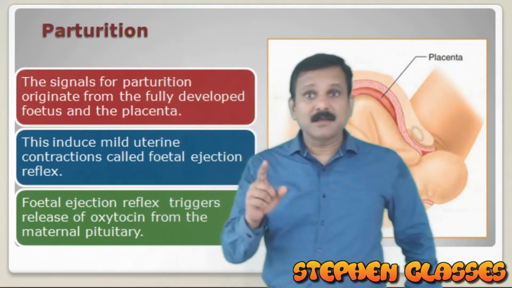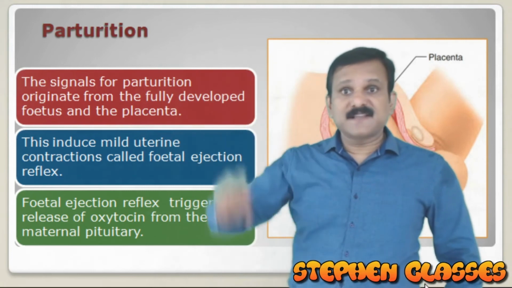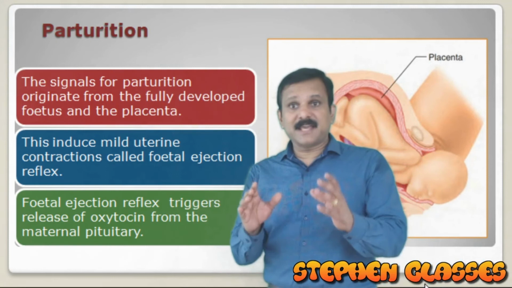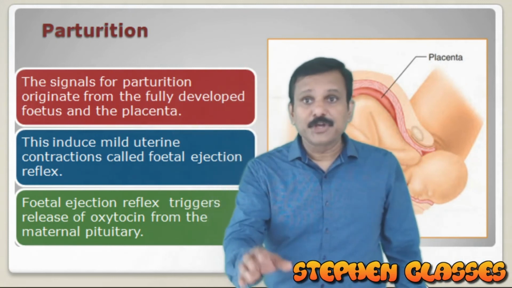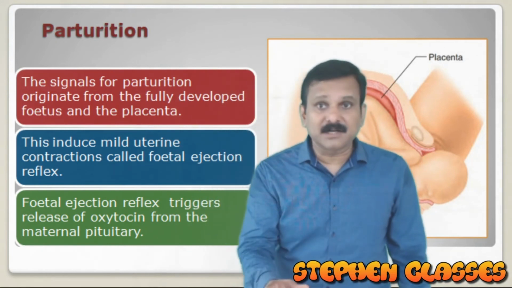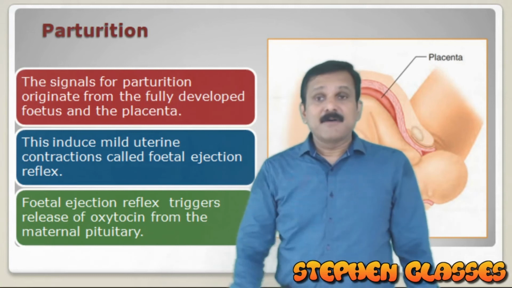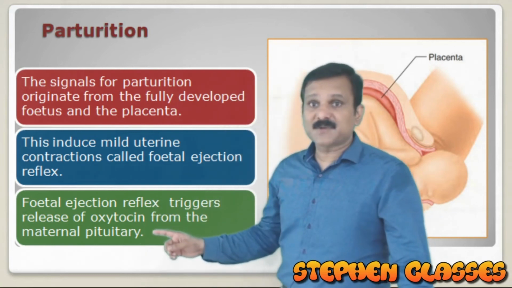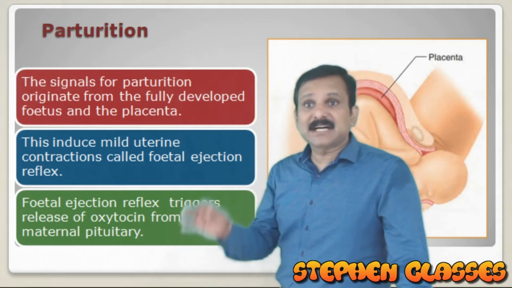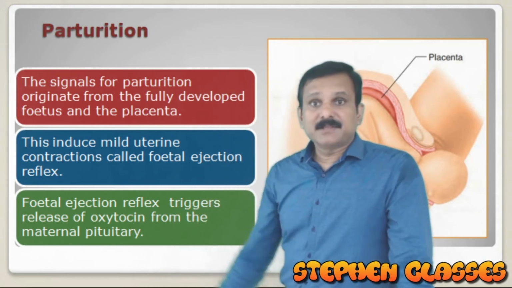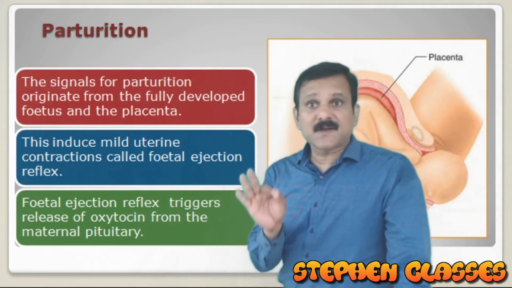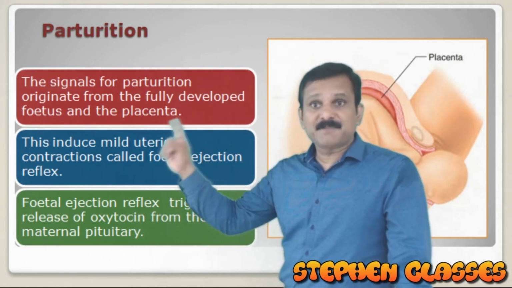It will release what? It will release oxytocin from the maternal pituitary. The maternal pituitary is the pituitary of the mother. So from the pituitary of the mother, not from the fetus, there will be release of oxytocin. So what will trigger the release of oxytocin? This fetal ejection reflex will trigger the release of oxytocin from the maternal pituitary.